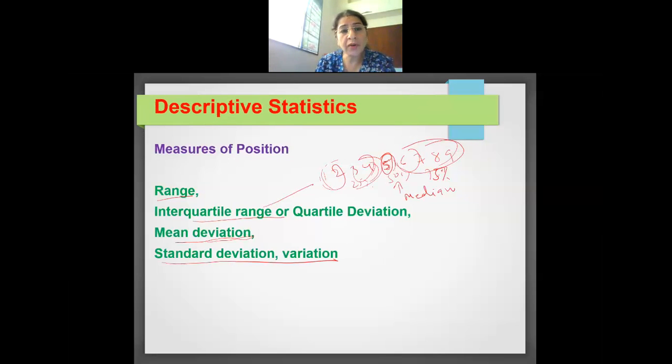So what we talked about till now is applicable only for a univariate analysis. Univariate analysis in the sense we have only one variable to study.